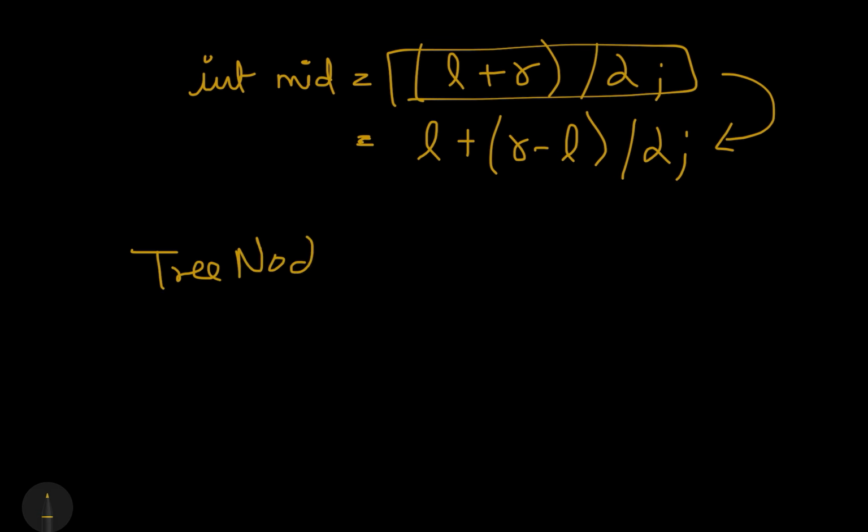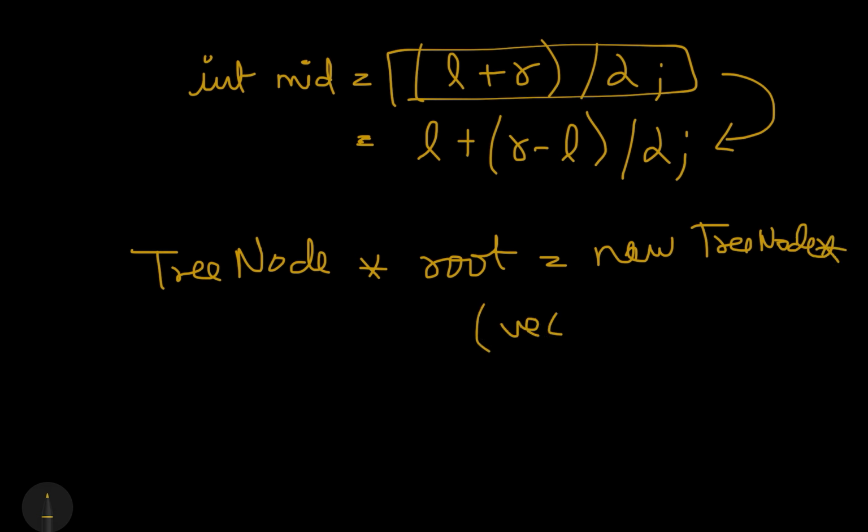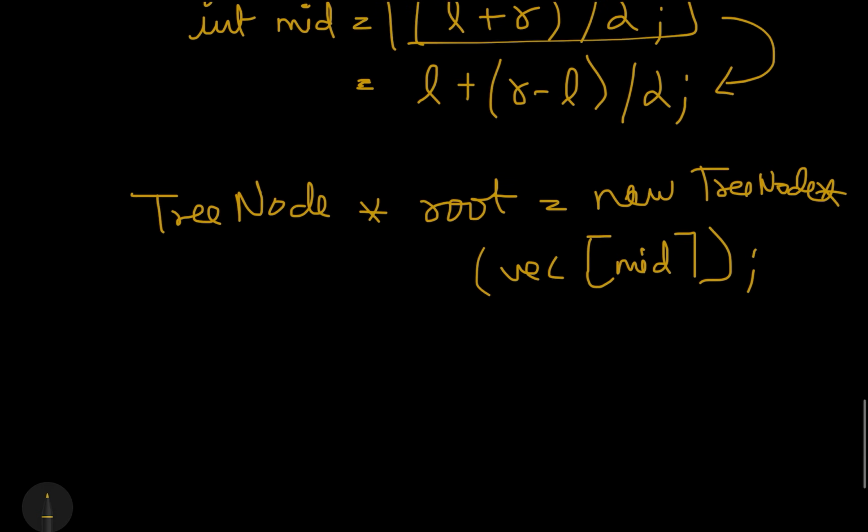So now what will be our root node? Our root node will be created from mid. Okay. So it would be new TreeNode of vector of mid. This will be our root.